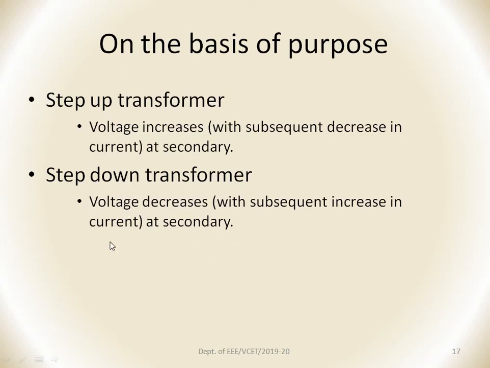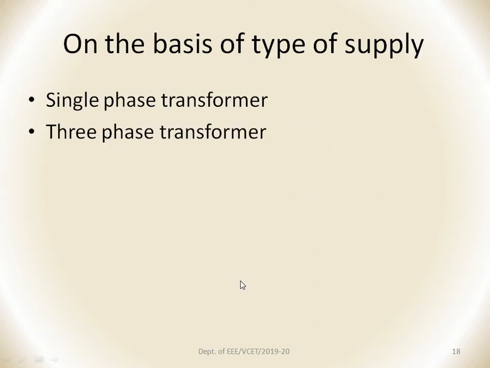Step down: primary is high, secondary is low. Step up: primary is low, secondary is high. So that's why the words up and down. Step up, you are increasing; here you are decreasing. So the transformation gives either an increase or a decrease in voltage, depending upon the type of transformer that is employed.